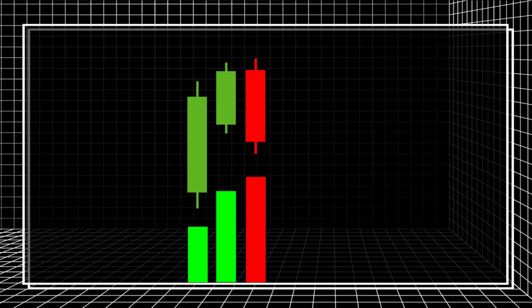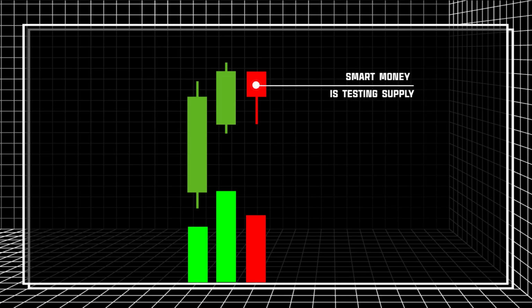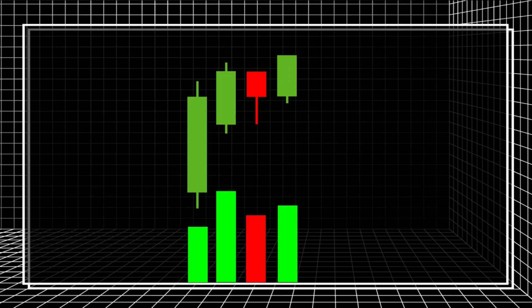Now let's look at the third candle. Scenario 1. Volume increases. The candle is bearish and closes below the body of the second candle. This is a strong signal of institutional selling and can be viewed as a reliable sell signal. Scenario 2. Volume decreases. The candle is bearish but closes at the top or within the body of the second candle. This suggests smart money is testing supply and there aren't many sellers left. If the fourth candle closes above the second candle's high, that becomes a strong buy signal.